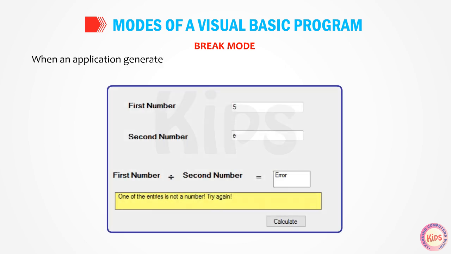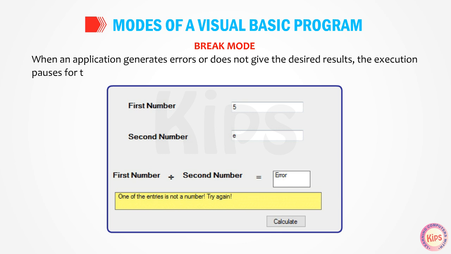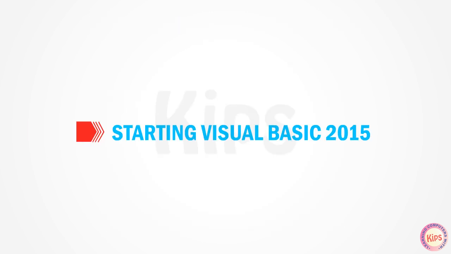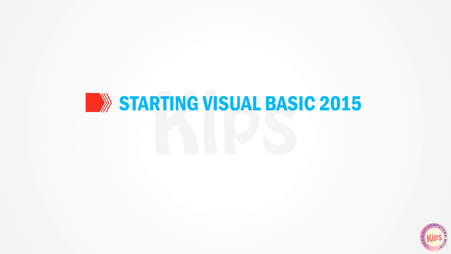When an application generates errors or does not give the desired results, the execution pauses for the user to remove the errors. This mode is called the break mode. Let us now learn how to start Visual Basic 2015.